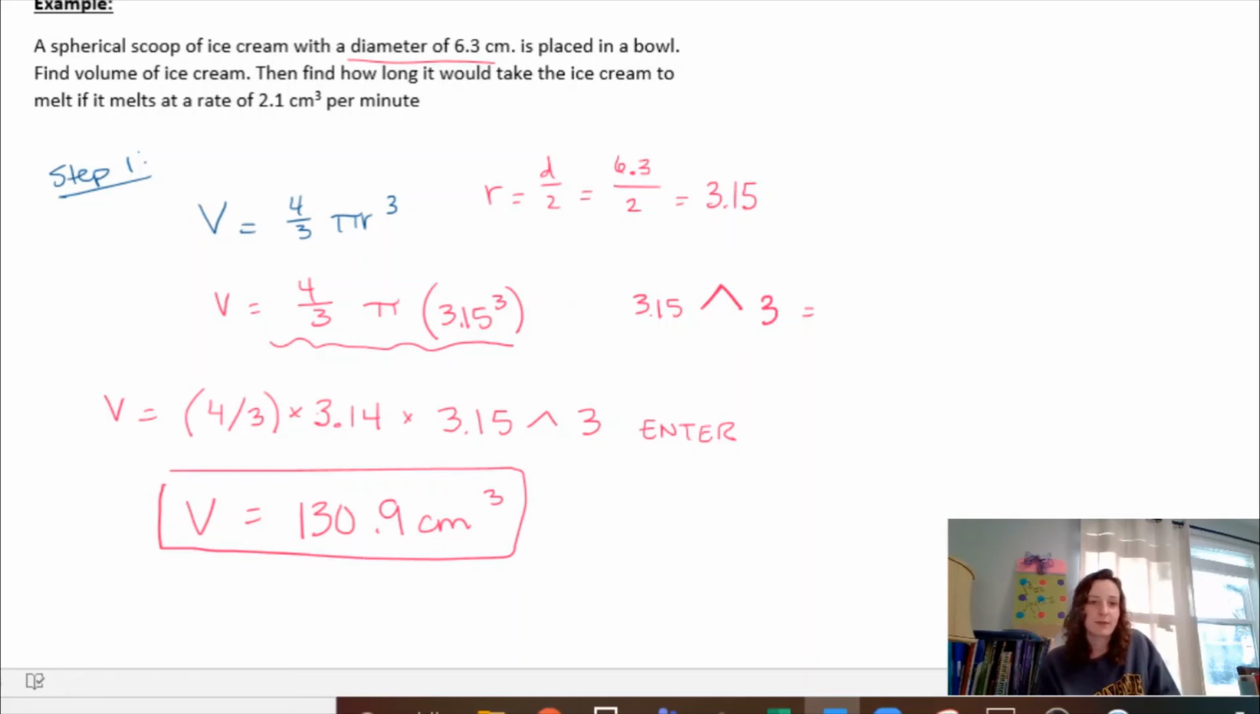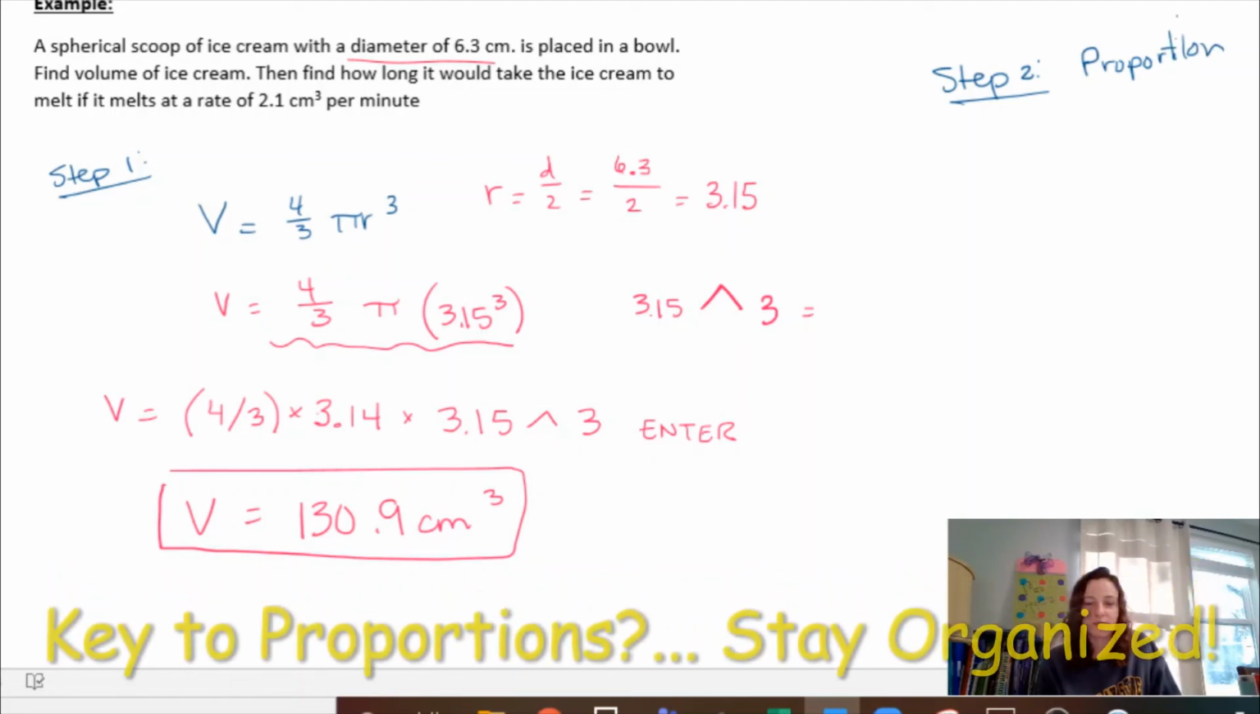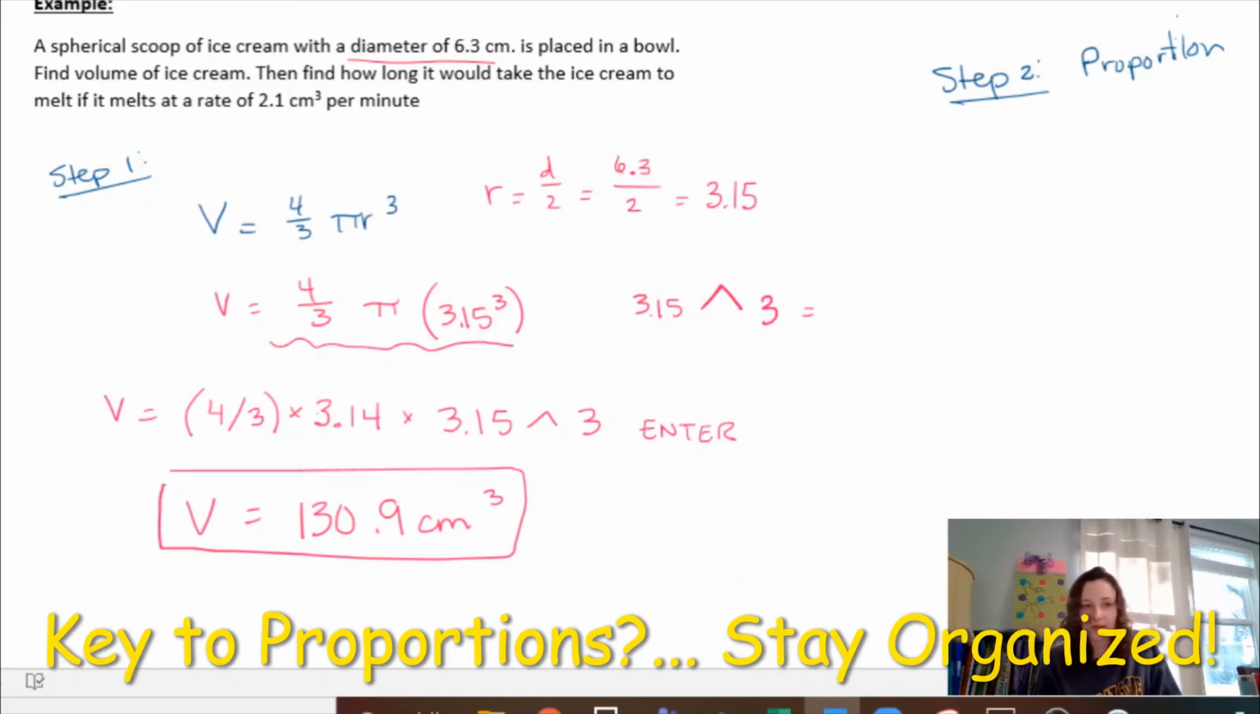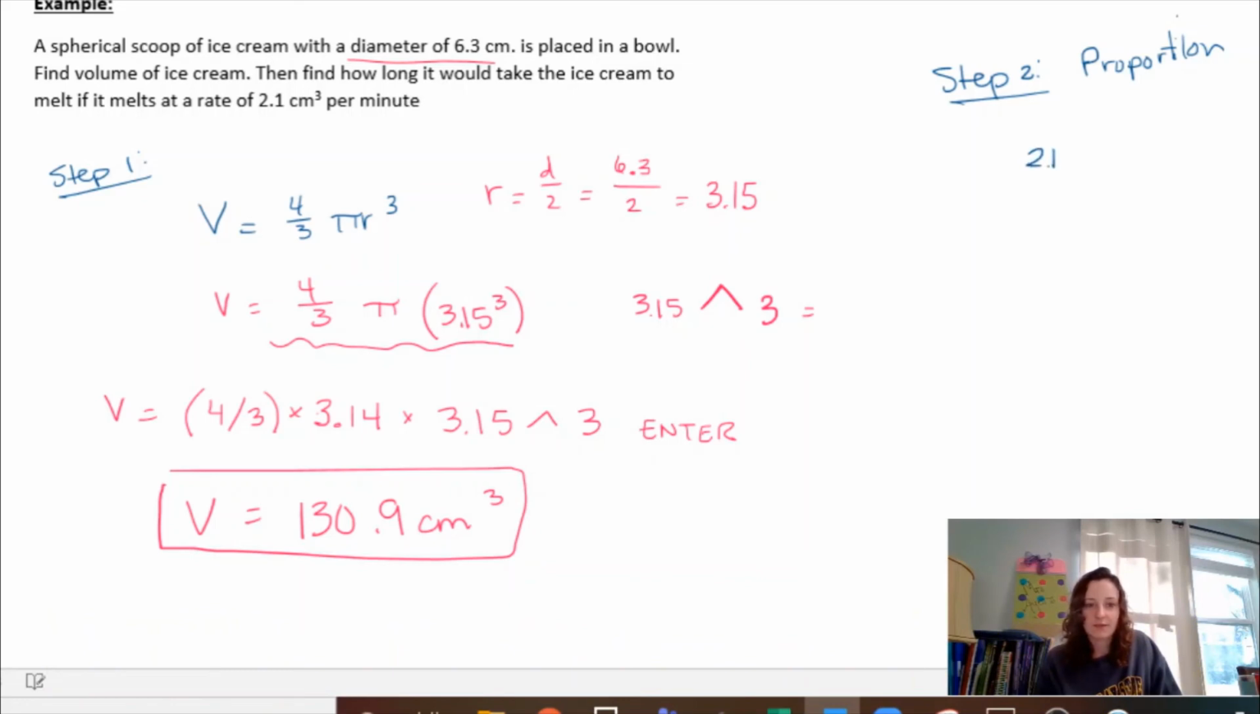However, the second part of this problem now asks us how long will it take to melt? So step 2, let's think about this. If it melts at a rate of 2.1 centimeters cubed per minute, remember a rate should indicate to you to set up and solve a proportion. Do you remember those? I think you should. We just spent a long time on them. So remember, a proportion is where you have one rate equal to another rate. So here, if I say that ice cream melts at 2.1 centimeters cubed, so that's my units on top, 2.1 centimeters cubed per 1 minute.